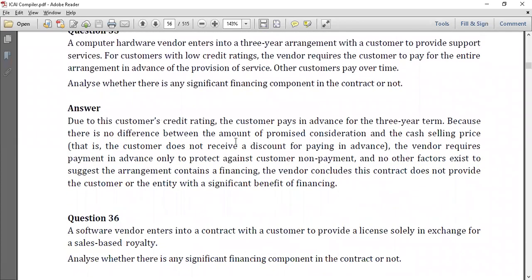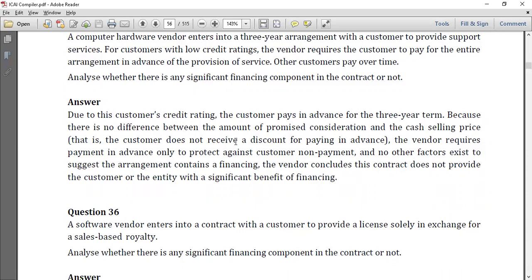Next question: a computer hardware vendor entered into a 3-year agreement with the customer. The customers with lower credit ratings have to pay the entire money in advance, whereas the other customers may pay over time. So how can you say whether it has a significant financing component or not? Actually, it is no. Why? The persons with low credit ratings may not pay. That's why, to protect against the customer's non-payment, this has been entered into. So you have to write the same. That's why there is no significant financing component. This is to protect against the customer's non-payment.